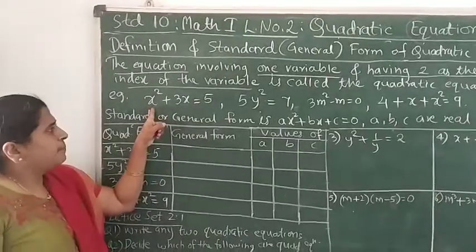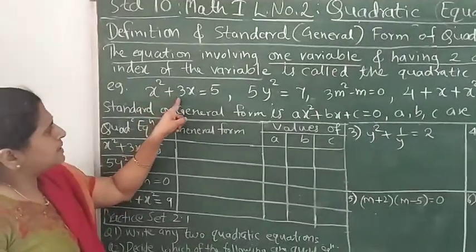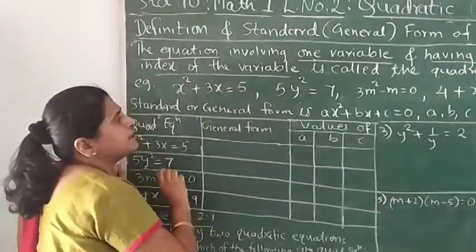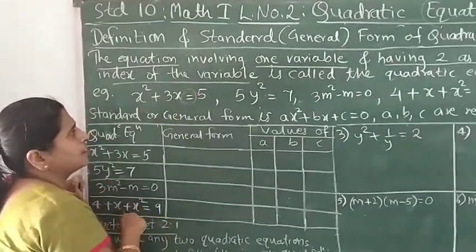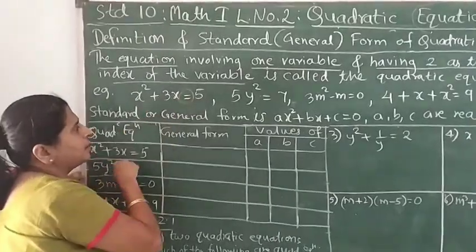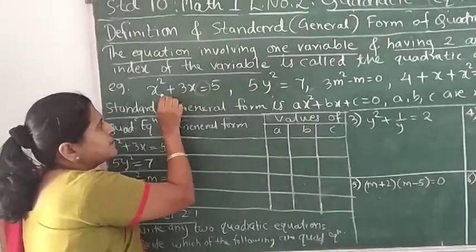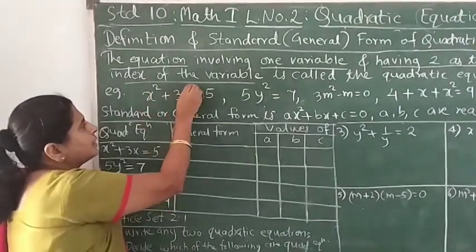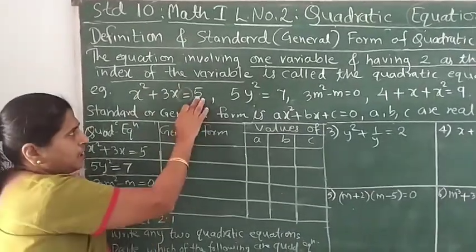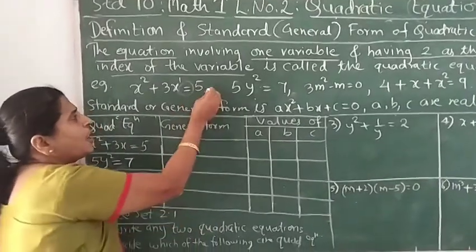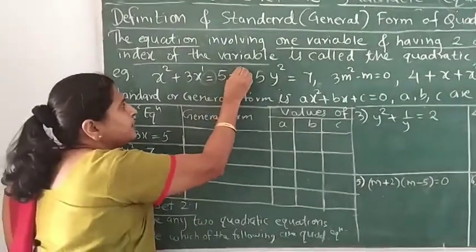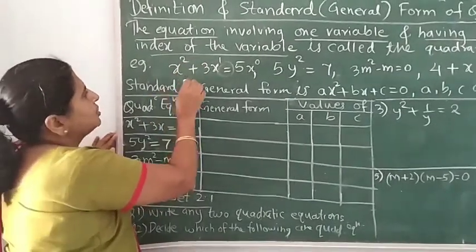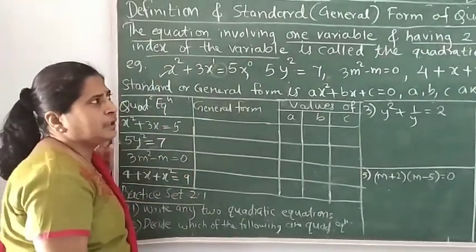Let's see some examples over here. x square plus 3x is equal to 5. See, the first thing is it is having an equal to sign, so this is an equation. How many terms are here? There are 3 terms. Only one variable we have used, x, and the power of the variable here is 2. Here nothing means 1, and here we don't have a variable, or we can say having x with power 0. Okay. So maximum index is what? 2. So this is a quadratic equation.